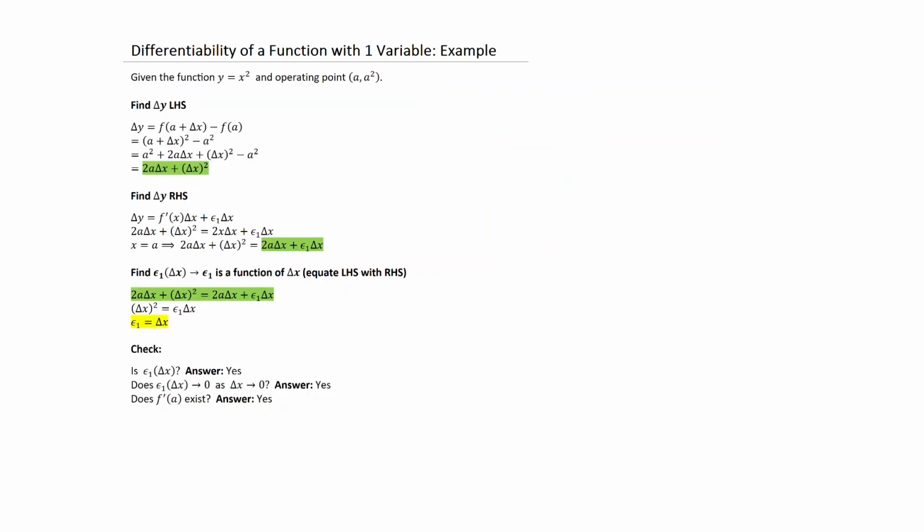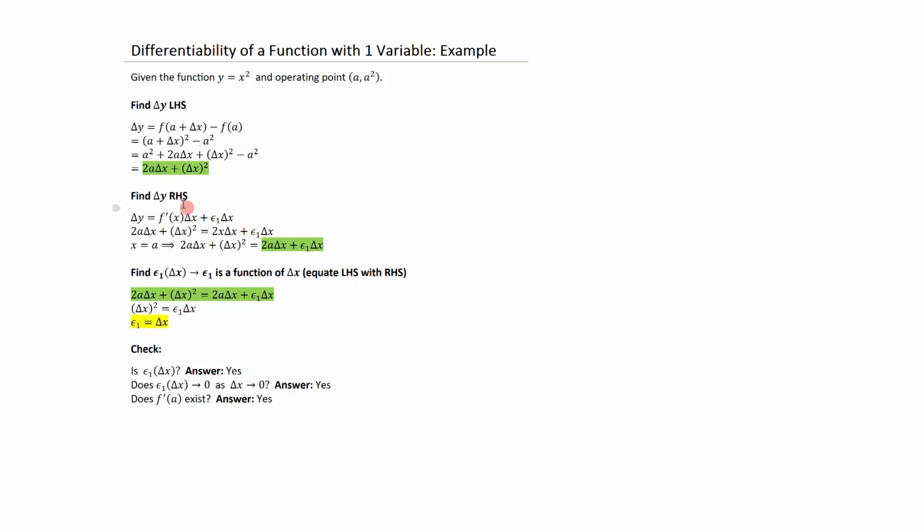All right, so let's do an example, the differentiability of a function with one variable. We're given the function y equals x squared, and the operating point would be x equal to a, which means y would be equal to a squared. Using the definition of differentiability from the previous page, we need to determine delta y on the left-hand side. So delta y is f of a plus delta x minus f of a. Make the substitution given that we're dealing with the function y equals x squared, and after simplification, we find for delta y on the left-hand side this expression.